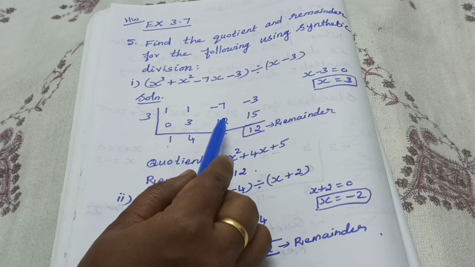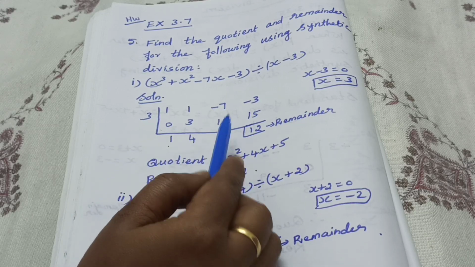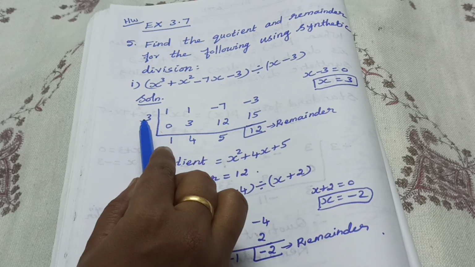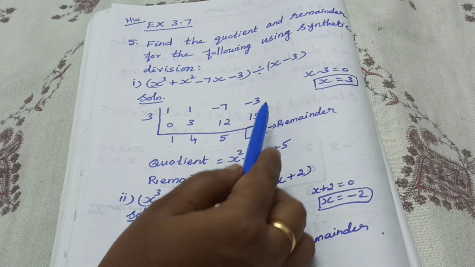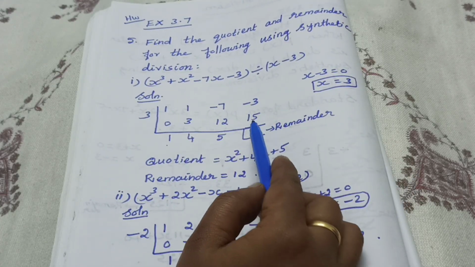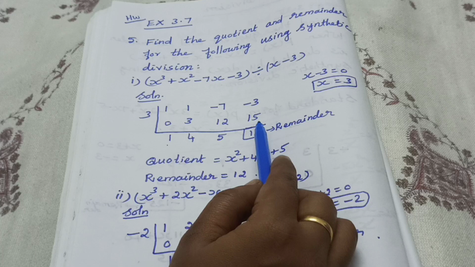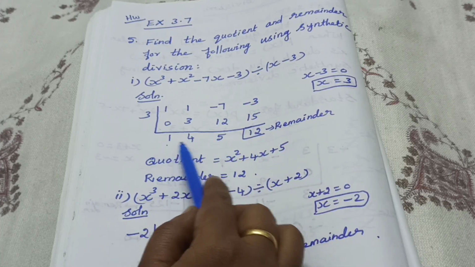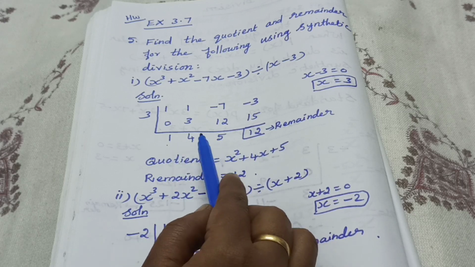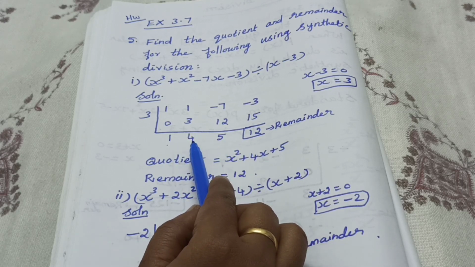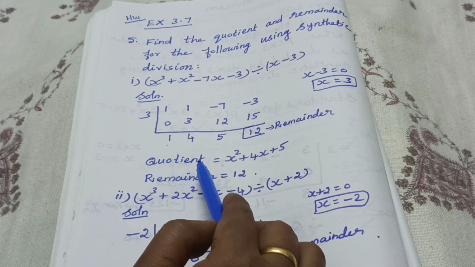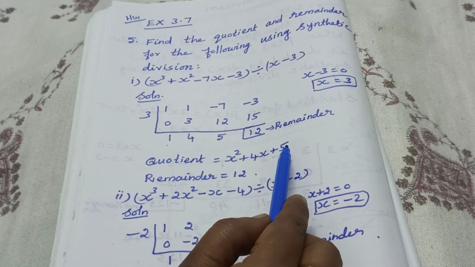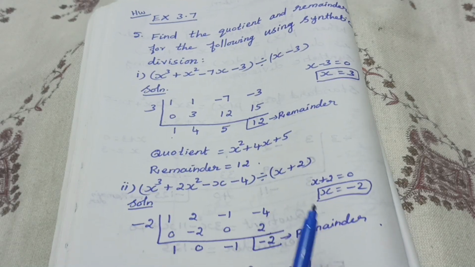Then 4 3s are 12, write it here. Then add these two. Big number minus small number, big number sign: that is 5. 5 3s are 15. That 15 you write here. Then add it: big number minus small number, then 12. This is the remainder. The remaining part is the quotient. This is the constant, then the x term, then the x square term. Therefore quotient equal to x square plus 4x plus 5, and remainder is equal to 12.